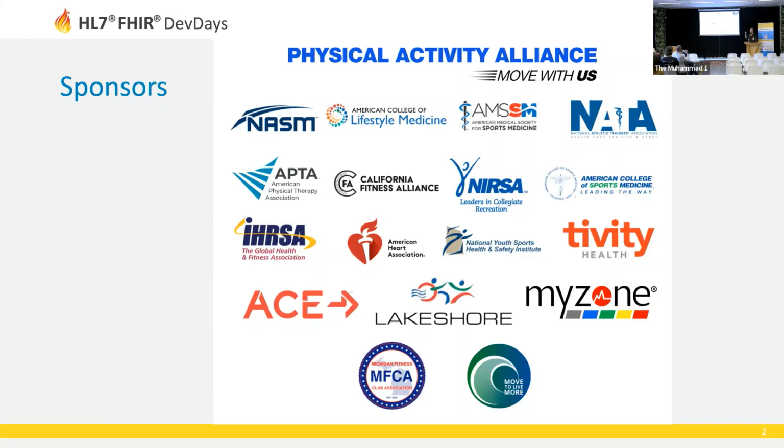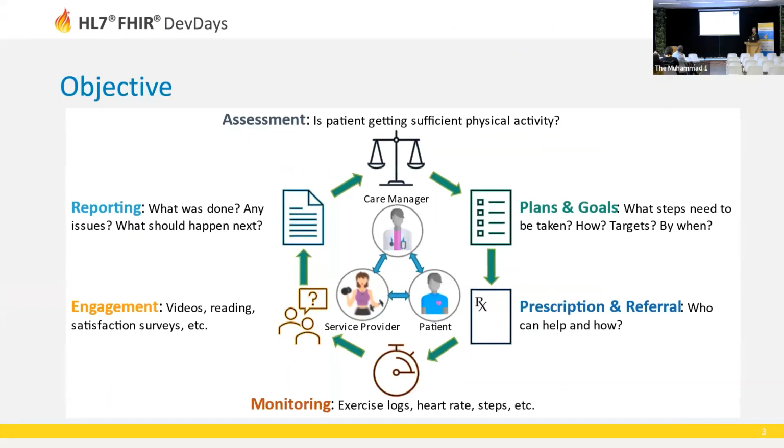First of all, this implementation guide is sponsored by a group called the Physical Activity Alliance, which includes American Heart Association and a whole whack of different organizations, some small, some pretty large, throughout the US that have an interest in getting people to exercise and use physical activity as a way to further their health. I've only got 20 minutes, so I'm going to focus just on the IG itself. And there's only a couple of slides.